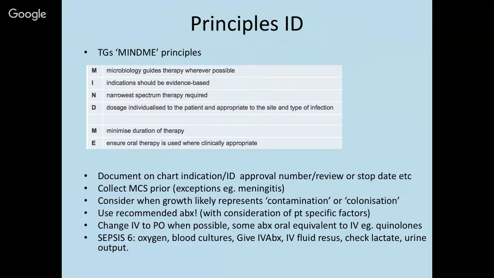Consider also when growth likely represents contamination or colonization. These are important terms to know. Contamination is when, for example, normal flora contaminates your sample. Say you don't have good aseptic technique when taking a blood culture, and you get a coagulase negative staph that lives on the skin normally, and it grows, and you think, oh no. But it's not the bug. Staph epidermidis, for example, doesn't usually cause disease in adults with a good immune system. So you have to know which bugs are likely to be contaminants.